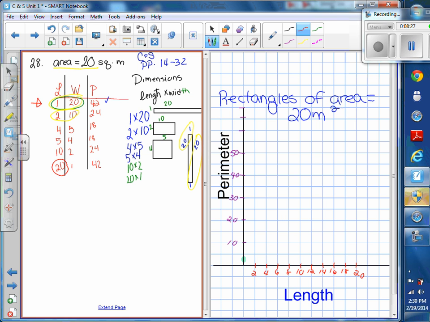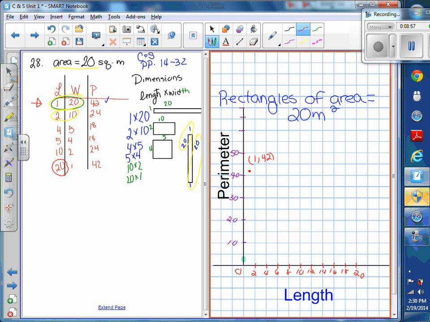And I don't have a 1 increment, so I'm going to go halfway between 0 and 2. But I know for a length of 1, I have a perimeter of 42, so I go up to 40. Right here would be 45, so 42 would be right about there. Not quite halfway. And so then I'm going to label that point 1 by 42.